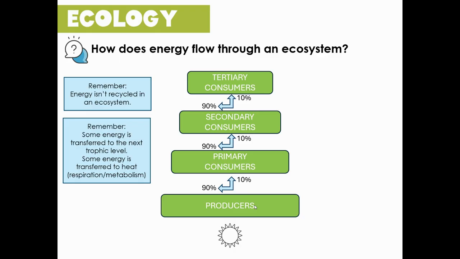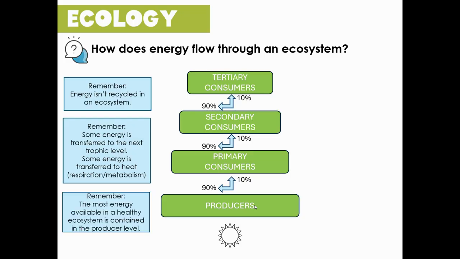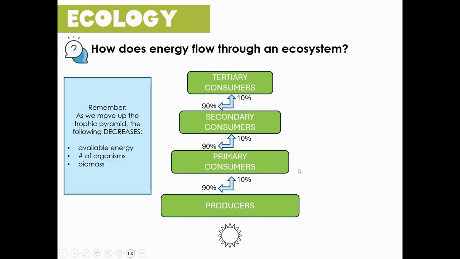Also remember that some of the energy is transferred to the next trophic level. Specifically, we learned this year 10%. But 90% of the energy is transferred to heat in the form of respiration and metabolism. And most of the energy available in a healthy ecosystem is contained at the producer level. So in a healthy ecosystem, we're going to see more producers than we are anything else. More producers than primary consumers, more producers than secondary consumers or tertiary consumers.